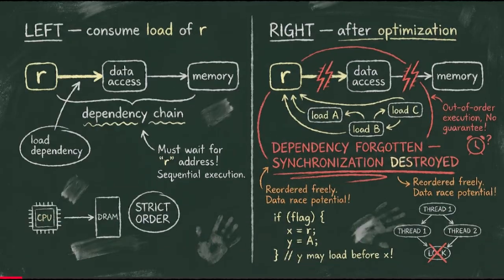Exactly. But if r was loaded using a consume operation, the compiler was legally required to preserve that hardware-level ordering guarantee. Once the optimization pass erased r from the equation, the compiler essentially forgot that the dependency existed. Oh no. Yeah, and it would freely reorder the subsequent loads, completely destroying the synchronization and breaking the code.